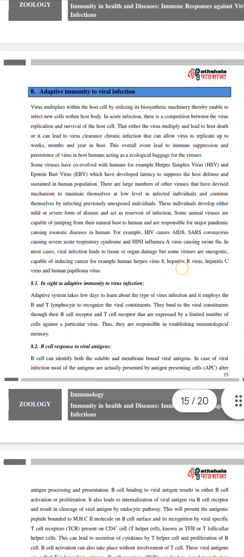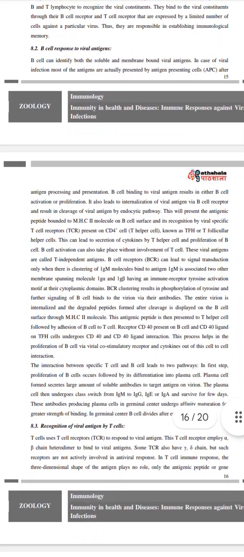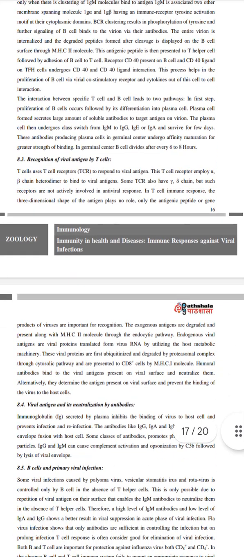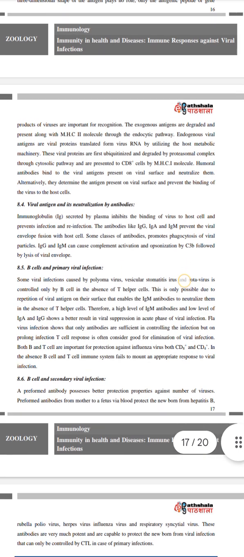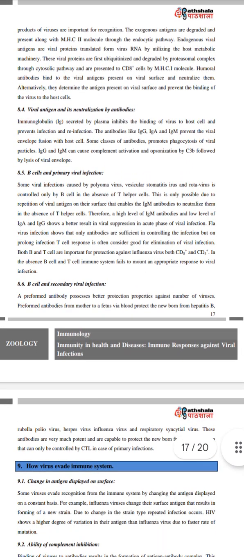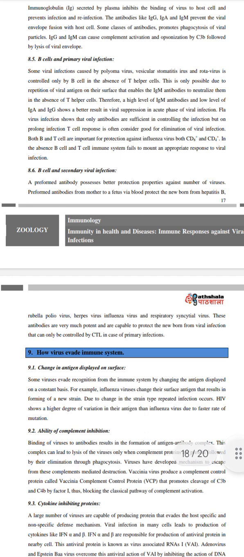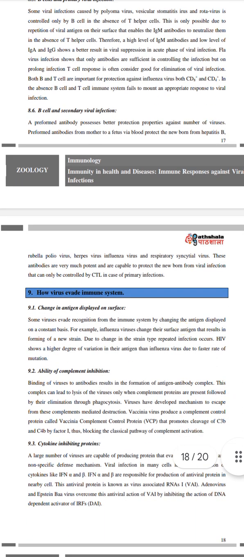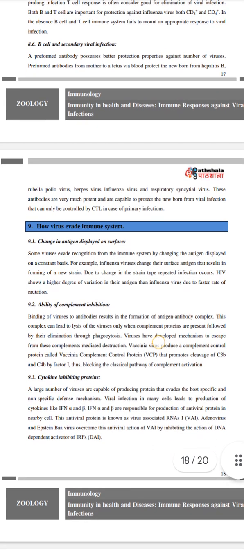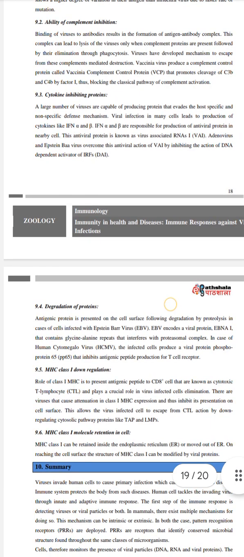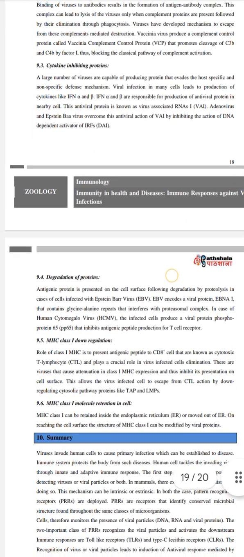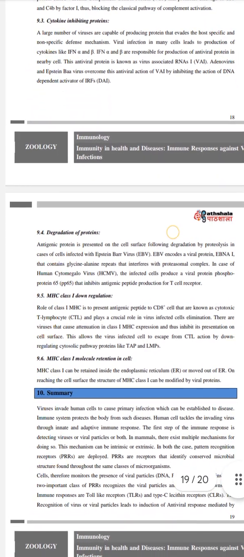Insight to adaptive immunity to virus infection: B cell response to viral antigens, recognition of viral antigen by T cells, viral antigen neutralization by antibodies, B cells and primary viral infection, B cells and secondary viral infection. How viruses evade the immune system: change in antigen displayed on surface, ability to inhibit complement, cytokine inhibiting proteins and degradation of proteins, MHC class 1 downregulation, MHC class 1 molecule retention in cell.